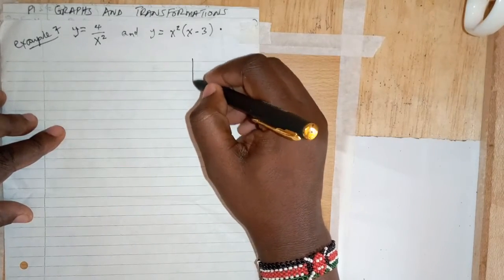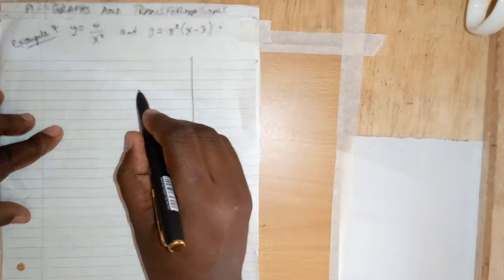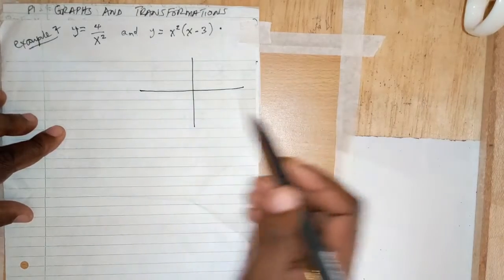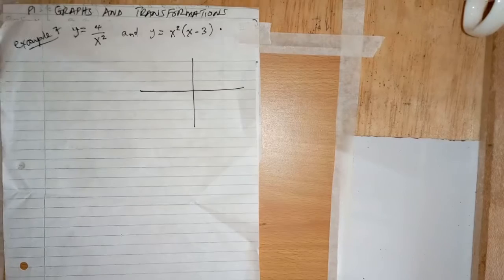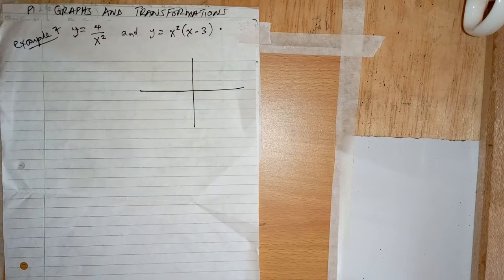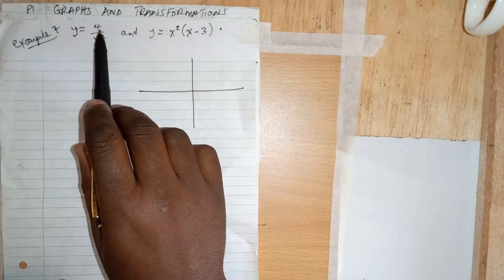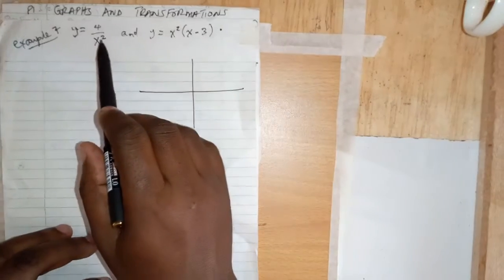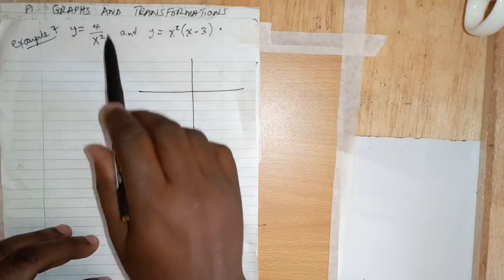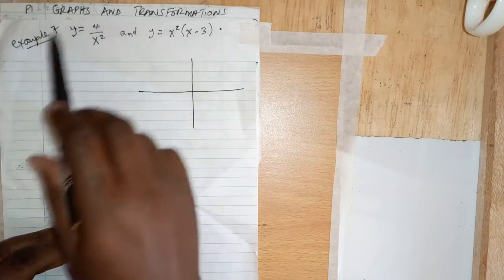We're going to have the y-axis and the x-axis. The fact that the denominator is x and it is squared nullifies the possibility of the denominator being negative. So 4 divided by any positive number becomes a positive number. So there is no way the value of y will ever be a negative number.